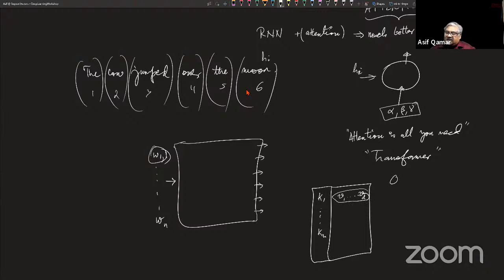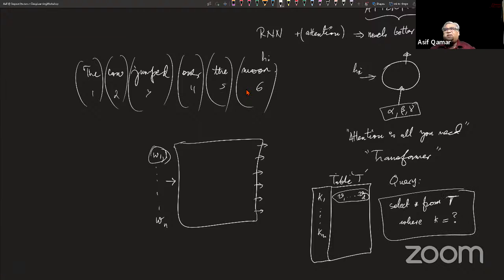You need three things. You need a query, which would be something like: select star from table T where K is equal to, and now you have to give it a value, a query value. Does this SQL statement look obvious? It's a very intuitive thing to do with relational databases. Am I making sense, guys?